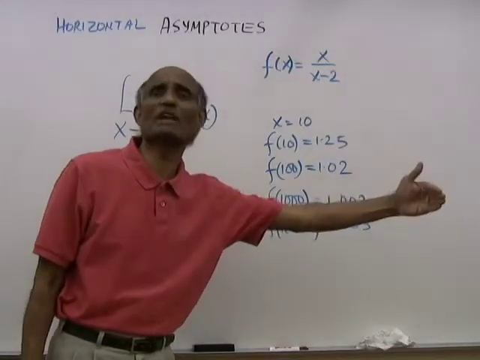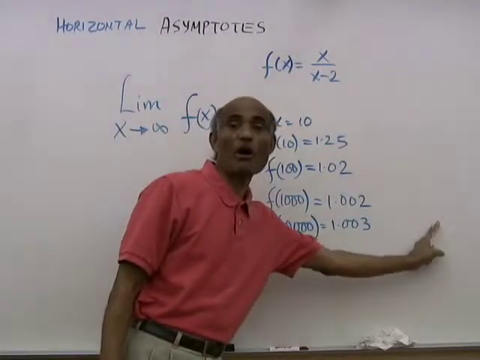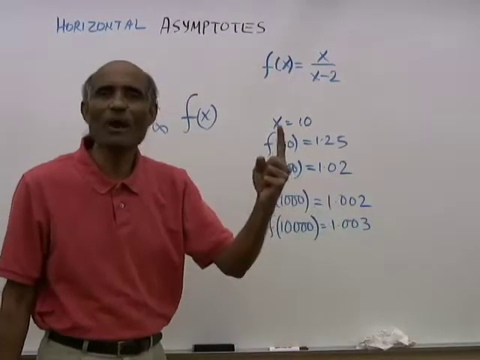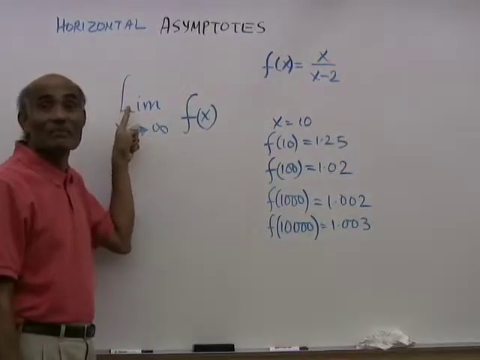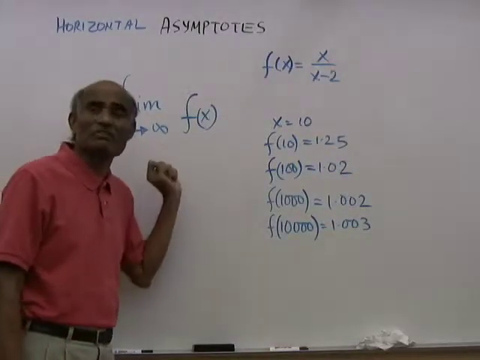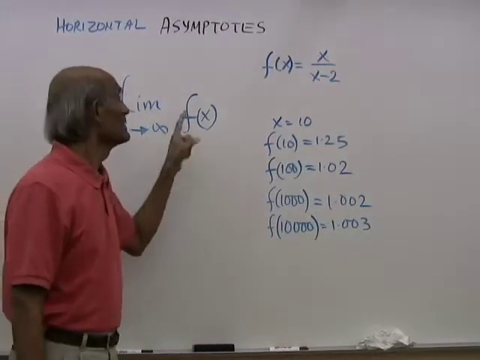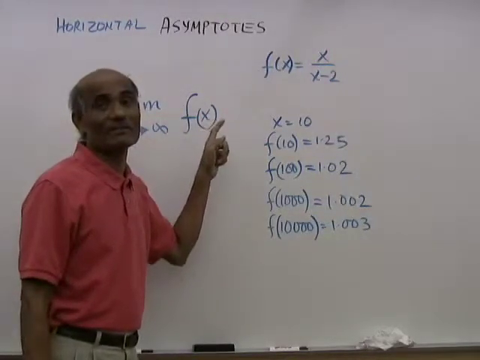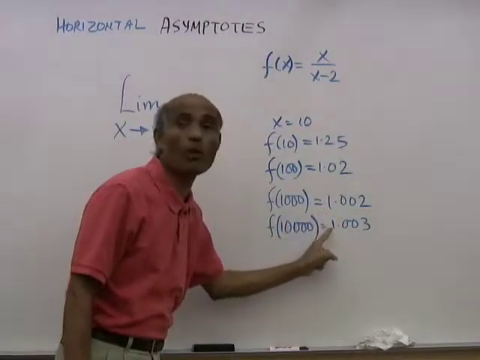So what do you think f of a trillion is? X equal to a trillion. And it is not worth going over there. It will be approximately 1. So what happens here is, in the limit when x goes to infinity, either positive or negative, the function value approaches 1.